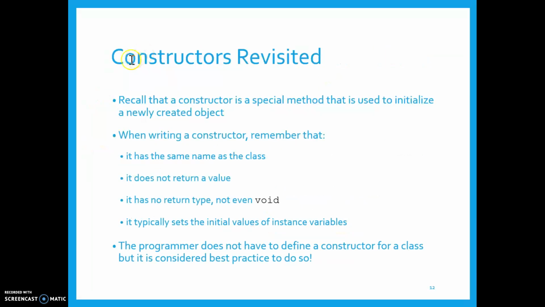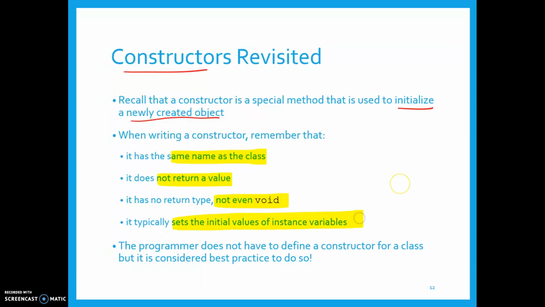Constructors. So a constructor is very important, and up until now, a lot of us don't really understand the purpose for them. So a purpose for our constructor is to initialize a newly created object. So things to remember, number one, our constructor name has to have the same name as the class. It has no return type, not even void, and it's going to set the initial values for the instance variable. Now, the programmer does not have to define a constructor, but it is considered best practice to do so. So that's what we are going to expect of you guys.